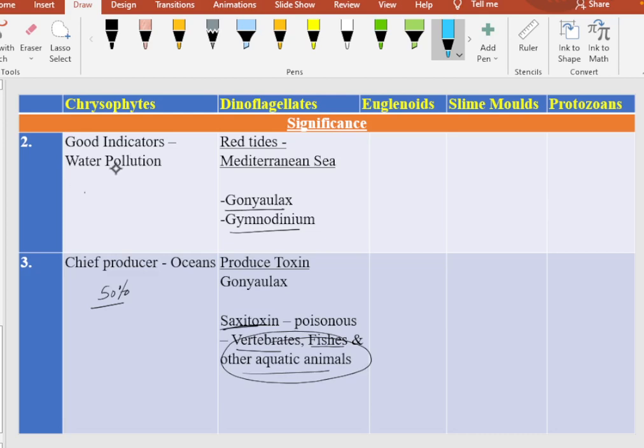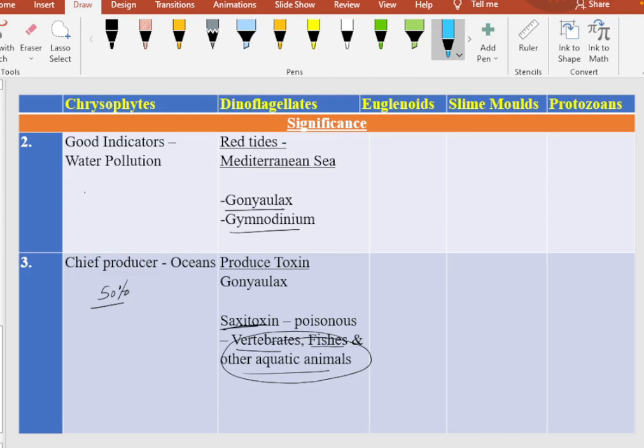Okay, so they won't grow in water which is polluted. Is it clear? E. coli is directly proportional to water pollution. If water is more polluted, E. coli will grow more. But these chrysophytes, are they directly or inversely proportional to the pollution? Which pollution? Water pollution. Inversely. If water is more polluted, chrysophytes do not grow.